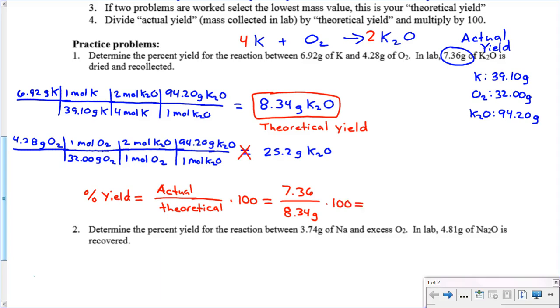Sig figs here: the times 100 is only getting us from a decimal to a percent, so that times 100 is not counted in the sig figs. We have 3 sig figs over 3 sig figs. Our answer should have 3. So you end up here with 88.2%. Okay, that is your percent yield.